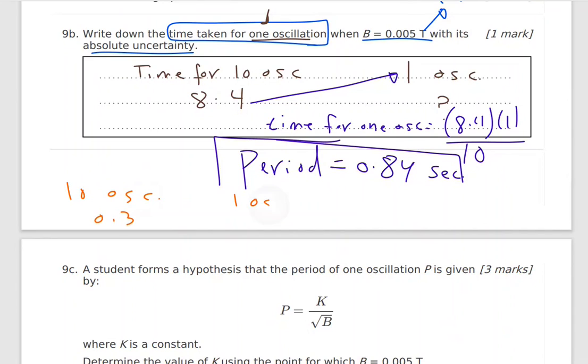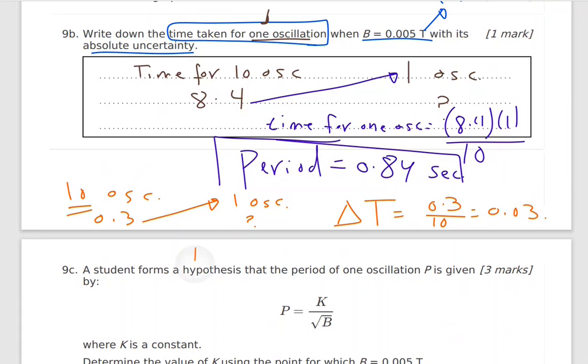So for 1 oscillation, what will be the uncertainty? Again, cross multiplication, 0.3 times 1 divided by 10. So the uncertainty for the time, the period T, will be 0.3 divided by 10, which is 0.03. So to write now the time, I can write T equals 0.84 seconds, plus or minus the uncertainty, which is 0.03 seconds.